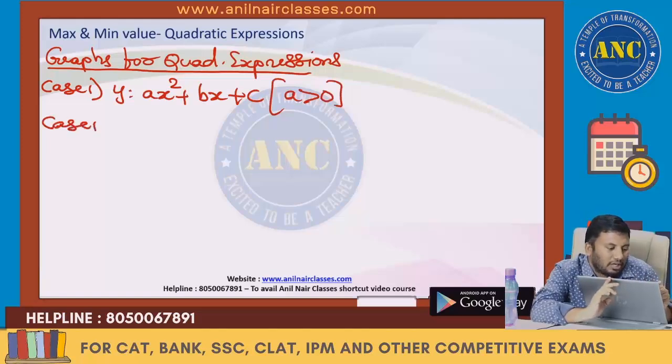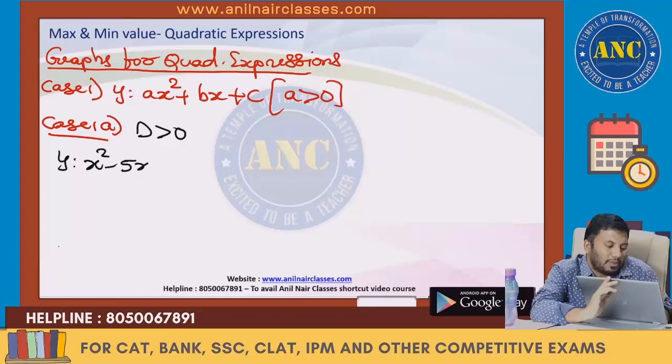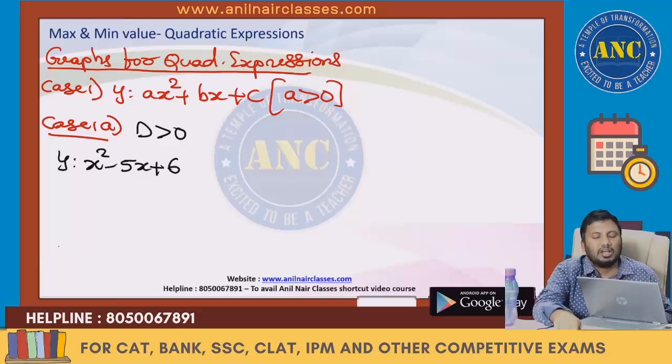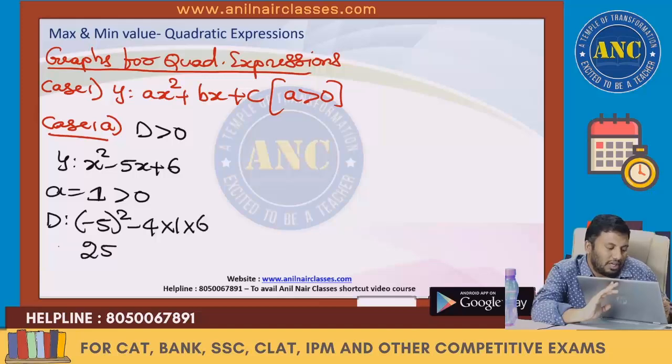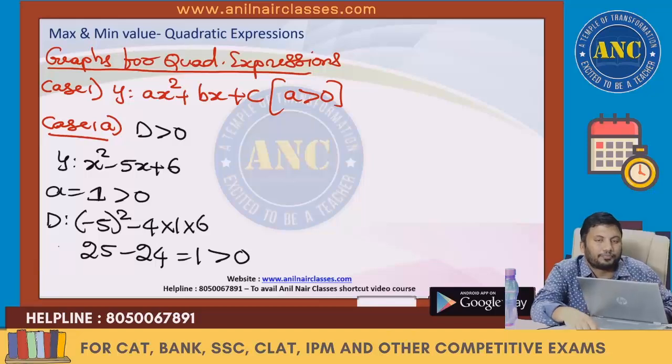Case 1a. D is greater than 0. Let us take y is x square minus 5x plus 6. A is 1, greater than 0. Discriminant is b square minus 4ac, that is 25 minus 4 into 1 into 6, 25 minus 24, which is 1, greater than 0.